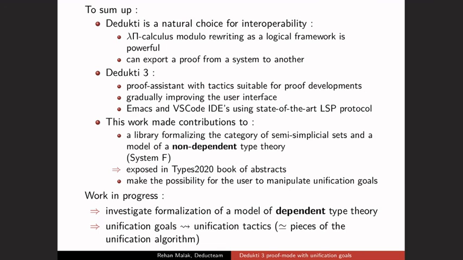This work makes contributions to a library formalizing the category of semi-simplicial sets on the model of a non-dependent type theory, system F. This has been exposed in the Types Book of Abstracts of this year. And we recently had the possibility to manipulate unification goals in deductive free. So to finish, the work in progress: continue to investigate the formalization of a simplicial model of intentional dependent type theory and write accordingly unification tactics. Thank you.